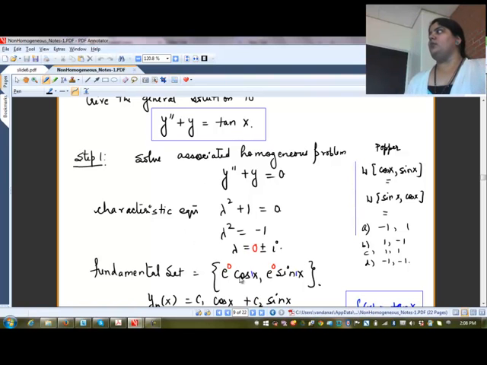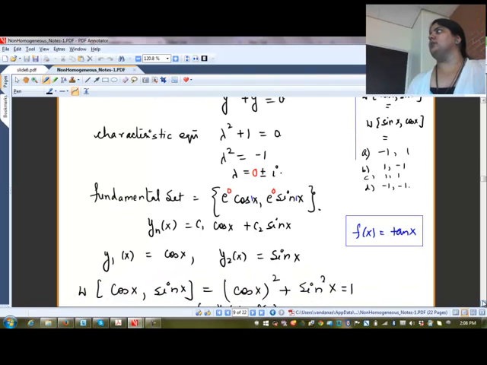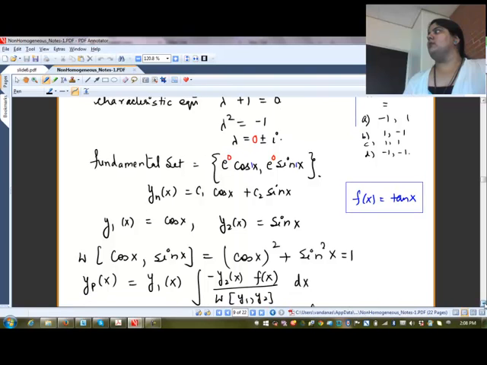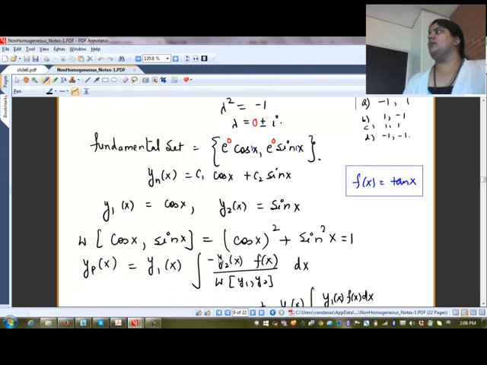So fix y1 say as this, y2 as this, and then keep carrying that same y1, y2 throughout every calculation. Okay, find the Wronskian of them. Once you have a Wronskian, place the Wronskian here, y2, y1, and f is your right hand side, which is tan x in this case. F is tan x.